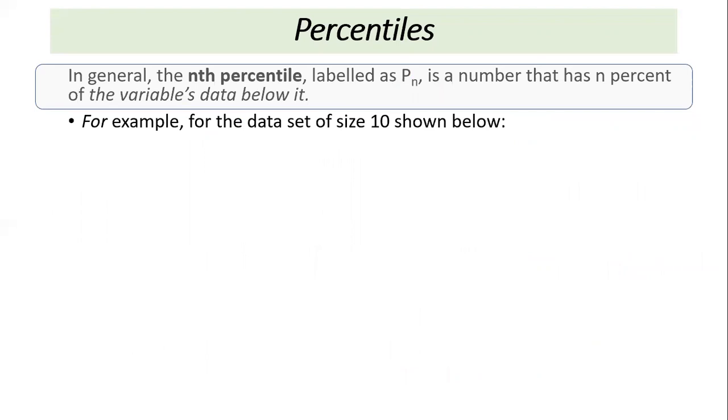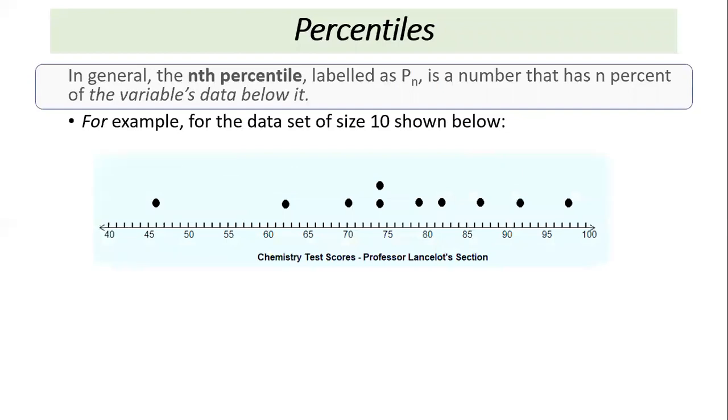Now, we introduced the notion of percentiles there. In general, the nth percentile for a data set, which we label as P sub n, is a number that has n% of the variable's data below it. So for example, suppose that we have a different data set. This isn't Beth's data set, but suppose we have a data set of chemistry test scores from Professor Lancelot's section. And here are the 10 scores that were achieved by the students, ranging from 46 as the minimum up to 98 for the maximum. And suppose we wanted to talk about some percentiles.